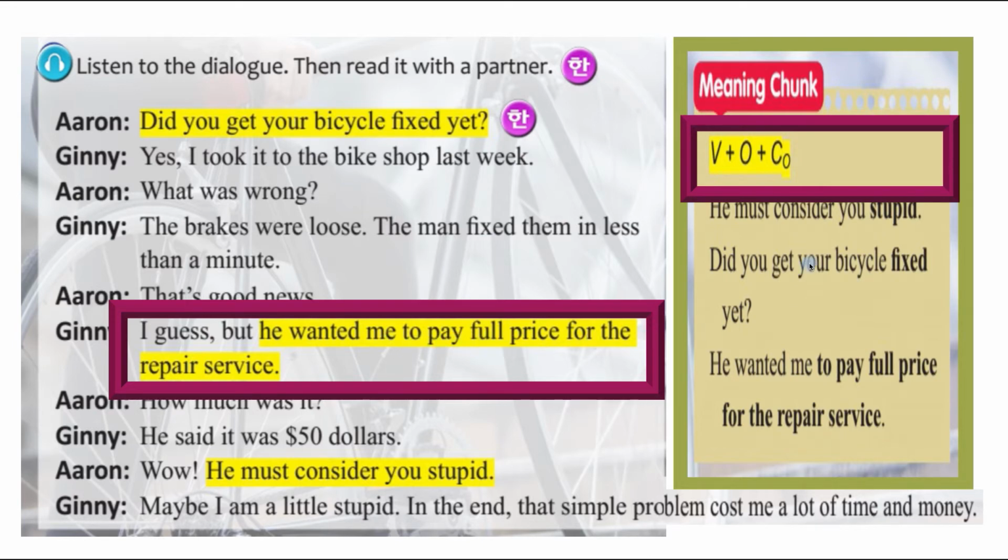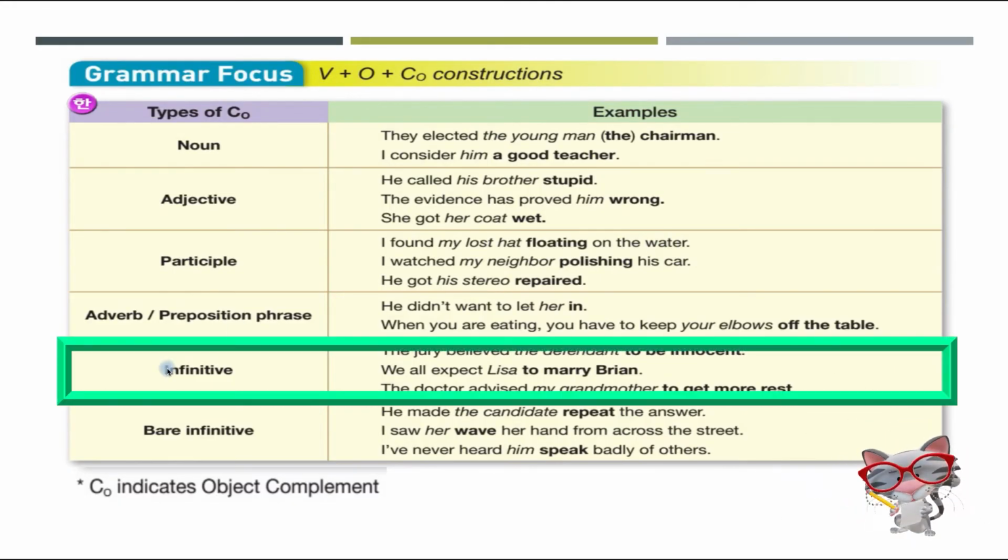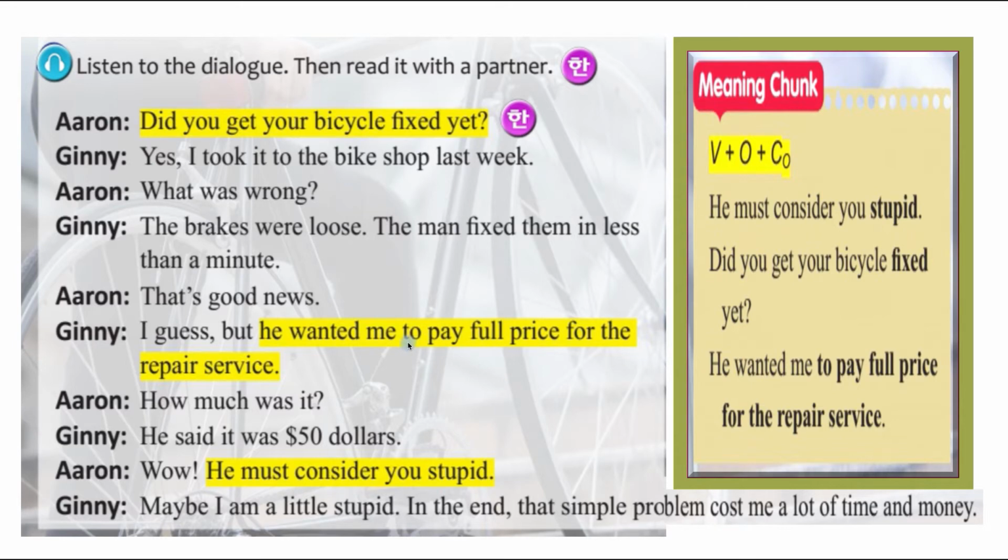So here, object complement came in the form of to infinitive. Infinitive, because we got our to marry. So here, this sentence, we all are subject, expect is the main verb, Lisa is object, and to marry Brian is to infinitive object complement that explains action of Lisa. Yeah, so here we got the to pay. That's the to infinitive. Pay full price.